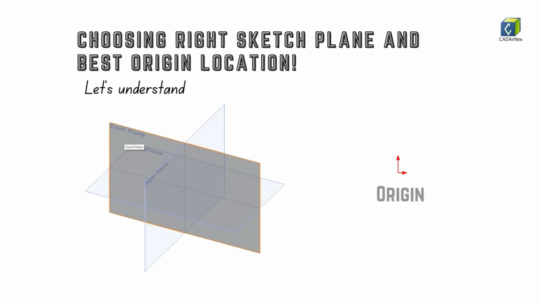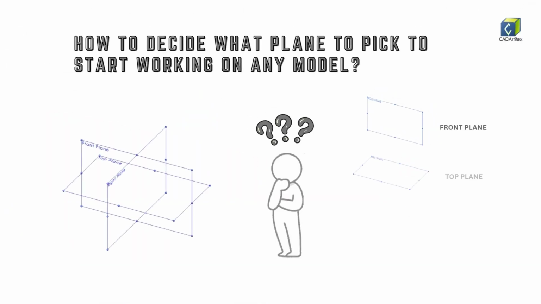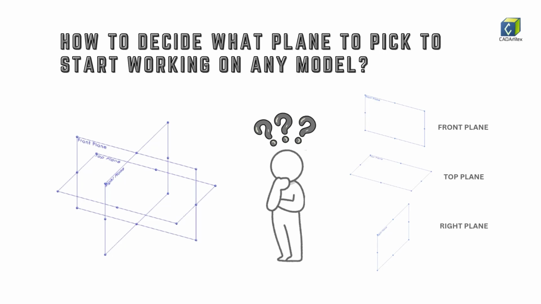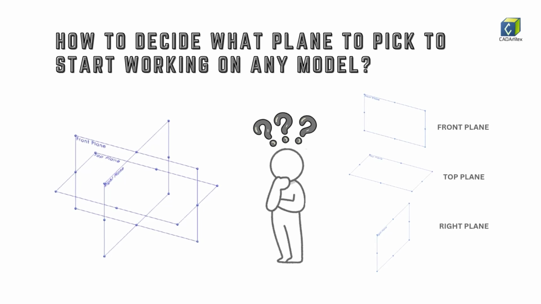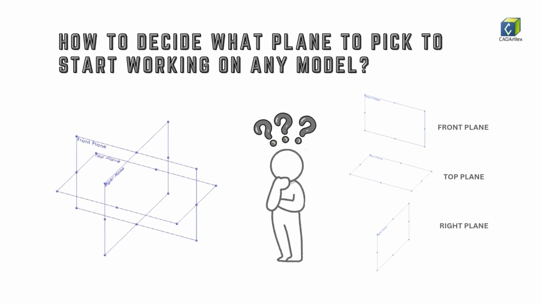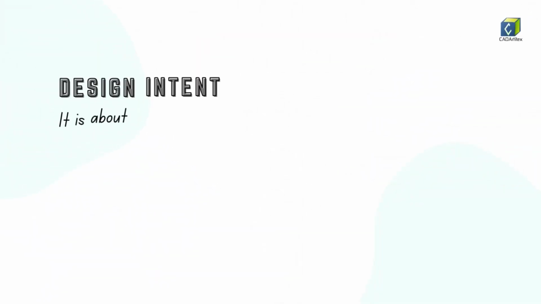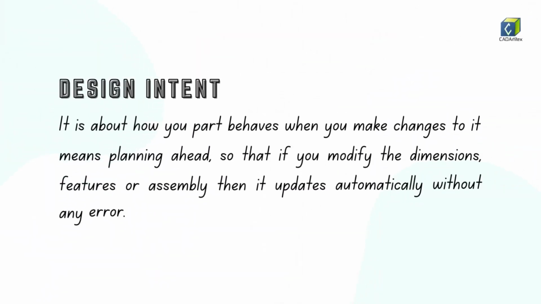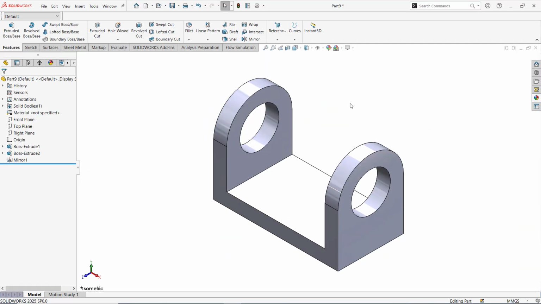When starting a design, one of the first questions we face is, which sketch plane should I choose? Front, top, right, or any custom one? The first thing you should consider is your design intent. Design intent is basically how your part is supposed to behave when you make changes. It is about planning ahead so that if you modify dimensions, features, or assemblies later, your model updates correctly without breaking.